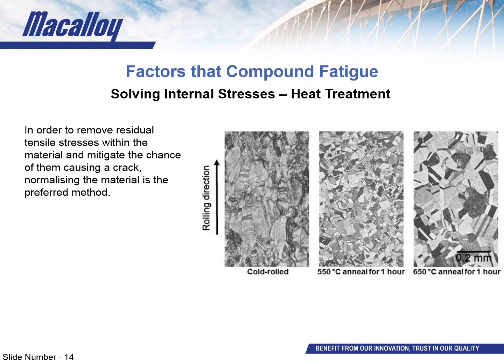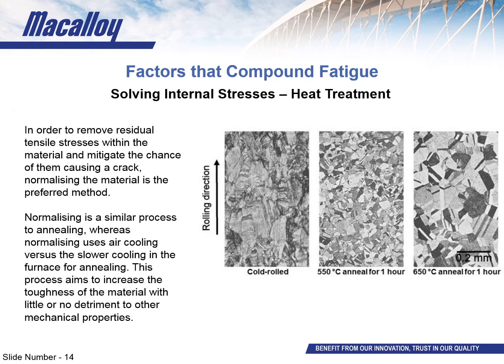The most common method of doing this for tension rods is to normalize the material. Normalizing is very much likened to annealing, where the material is taken up to a predetermined temperature and then it's soaked there for a predetermined length of time. But normalized materials are then air-cooled down to ambient temperatures, instead of cooling the material more slowly in the furnace, which takes place during the annealing process.